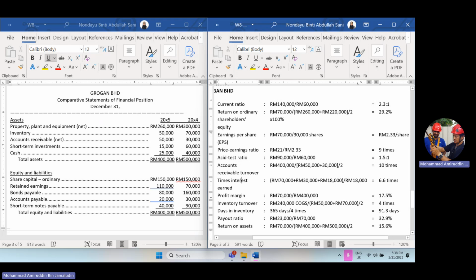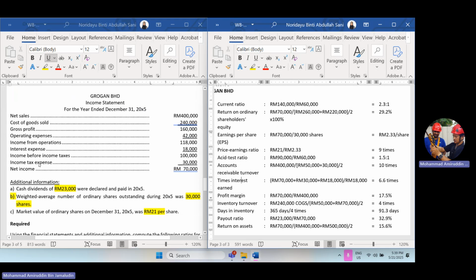Okay, next, times interest earned. You need to pay interest because you have a loan, for example. Interest paid. So where is my interest? Interest is an expense. So it's part of your expenses. Go to SOPL. Here, this is my interest expense. You see, interest expense here, 18. This one is tax. You pay this interest, so this is the interest expense.